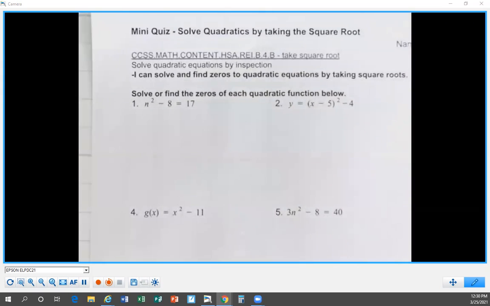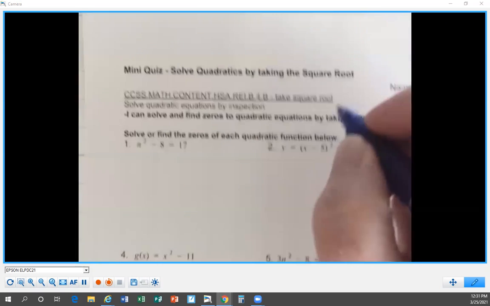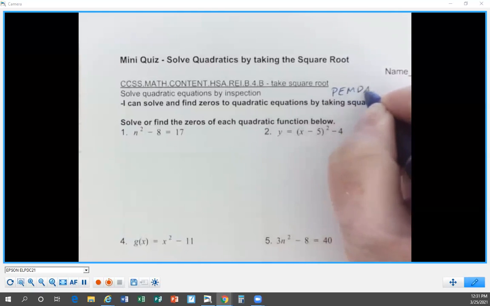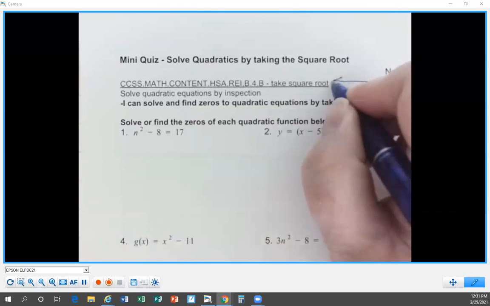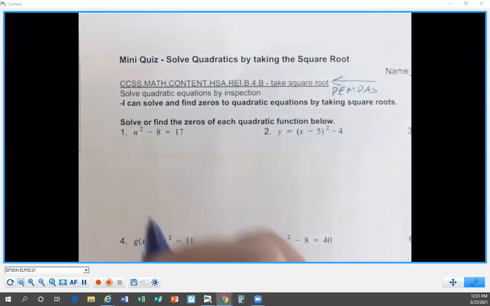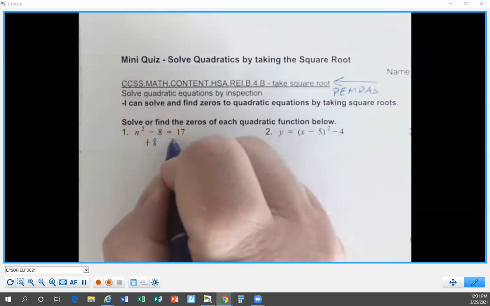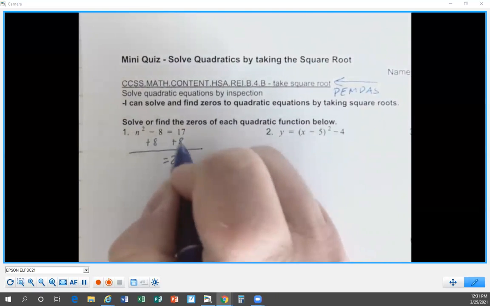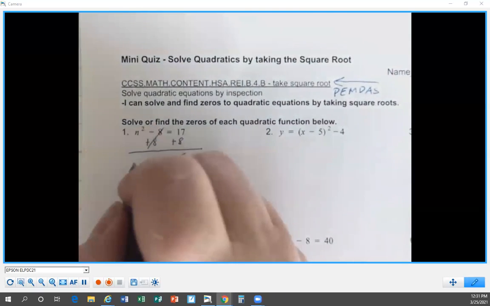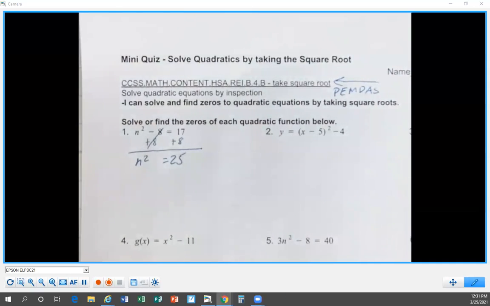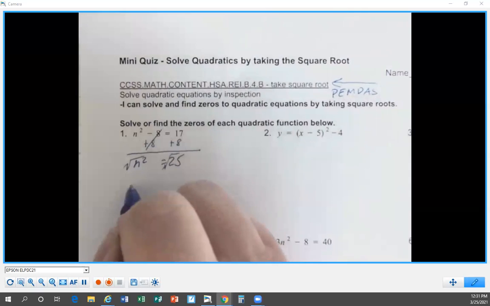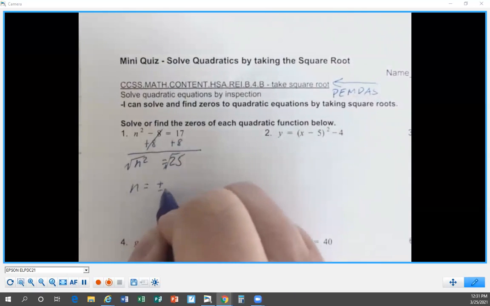We have n squared minus 8 equals 17. So remember, we're always using our order of operations in reverse to solve for our unknown variable. So we will add 8 to each side. Here we get 25. Negative 8 plus 8 is 0. So we have n squared equals 25. We take the square root of each side to get n equals plus or minus 5.